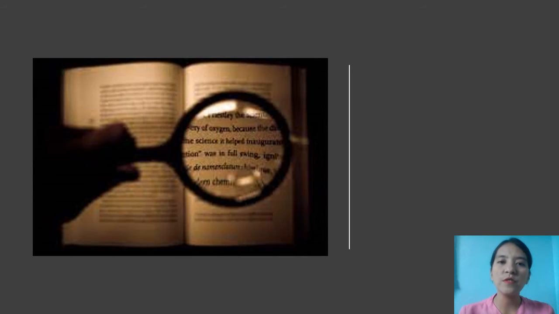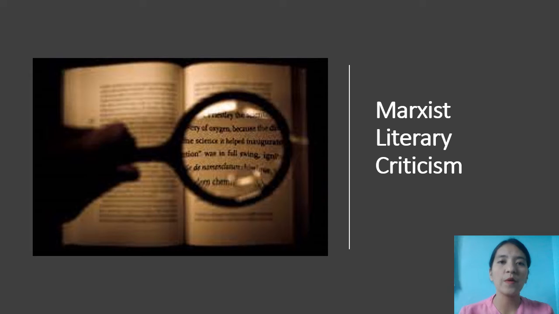In your past lessons, you have already discussed the importance of analyzing or criticizing a certain literary masterpiece. You have also discussed the different approaches on how to analyze such selection. This time, we're going to analyze or criticize a selection using a different approach, and that is Marxist literary criticism. Have you encountered this term before? If not yet, let's find out.